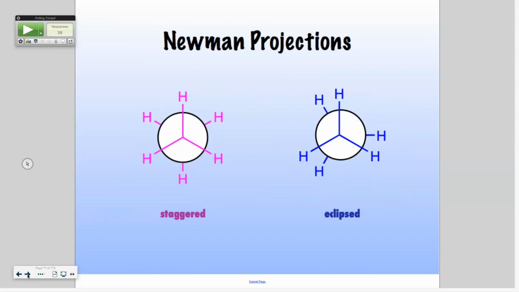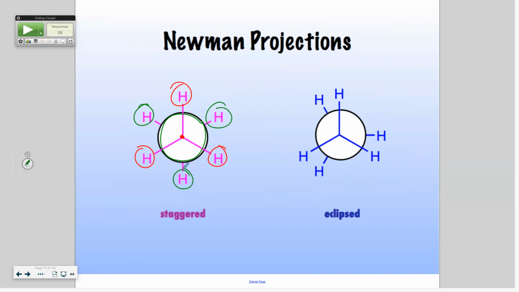And the way they work, let me get a pen here, is this carbon right here that I've made a red dot is the front carbon. So you see the front carbon has 3 hydrogens, 1, 2, 3. These 3 are coming off of that carbon. And then this thing in the back, this big green circle, is the back carbon. And these are the 3 hydrogens coming off of it.